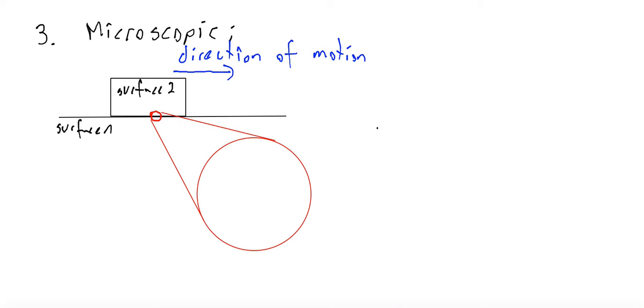surfaces are not perfectly flat. So surface 1 is not perfectly flat. It makes a kind of shape like mountains or valleys. Is it clear? And the upper surface is also not perfectly flat. So we have something which represents the upper surface. Again, red color represents the upper surface, so the object which moves.